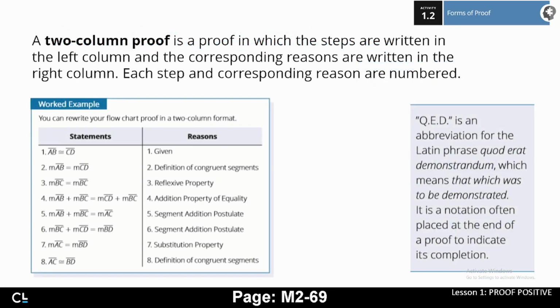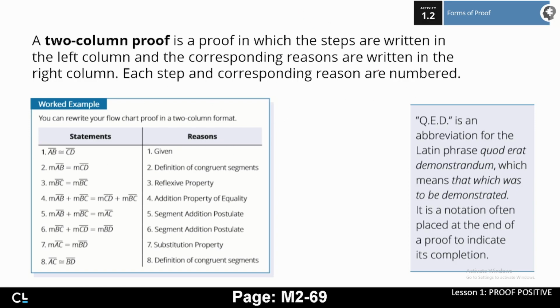Next, a 2-column proof is a proof in which the steps are written in the left column and the corresponding reasons are written in the right column. Now, these are the proofs that I learned when I was younger. They never showed us flowchart proofs. They showed us 2-column proofs. I like it because it appeals to me being all organized, right?